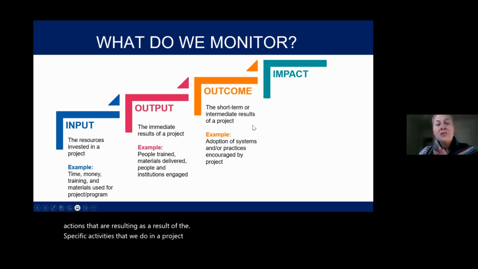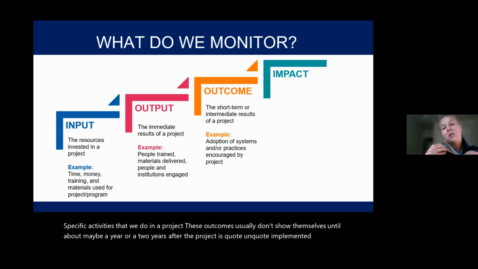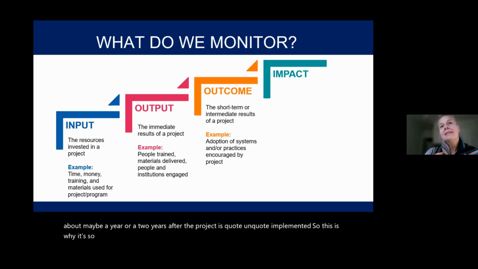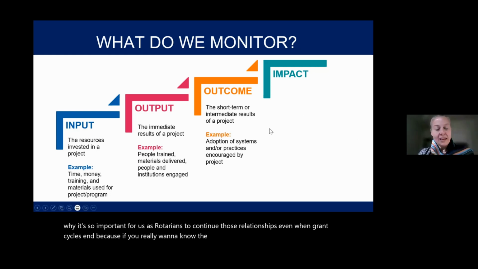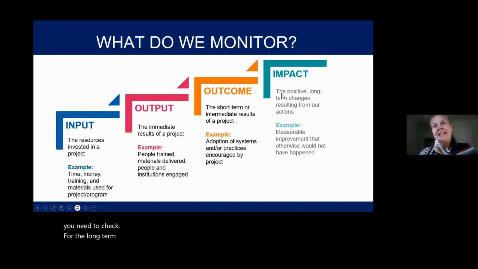These outcomes usually don't show themselves until maybe a year or 2 years after the project is, quote unquote, implemented. So this is why it's so important for us as Rotarians to continue those relationships even when grant cycles end, because if you really want to know the type of change that your project created, you need to check for the long term. And then last but not least, this word impact that we all use, right?